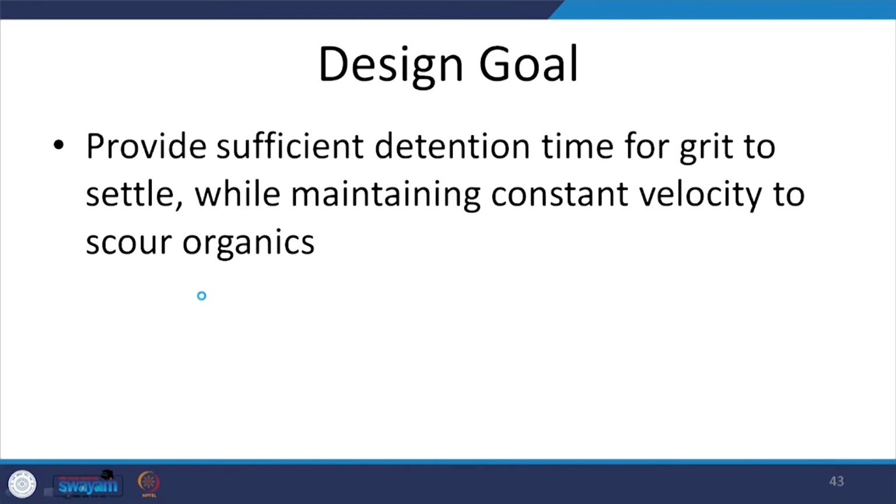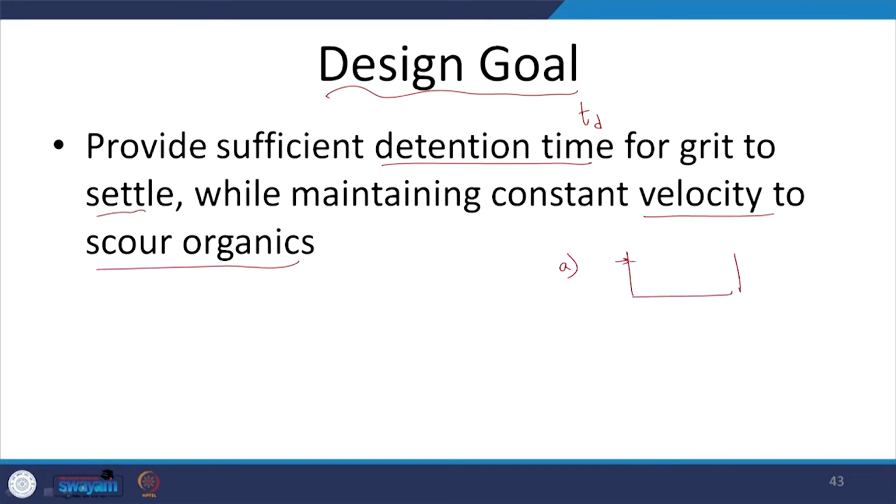So, design goal, what are we trying to do, or rather, how are we trying to do that? We want to provide sufficient time, which I am going to call detention time, for the grit to settle, right. Here again, gravity or a different separation process while maintaining constant velocity to scour the organics. So, the issue here is that I need to see to it that the particle that comes in settles down before it goes out, let us say, right. That has to be achieved.